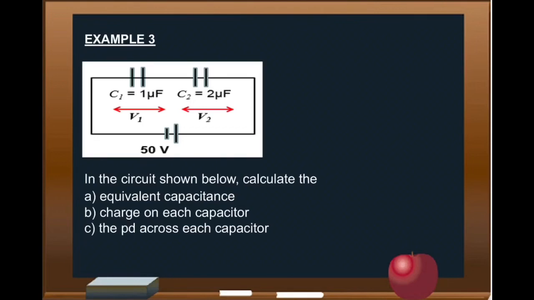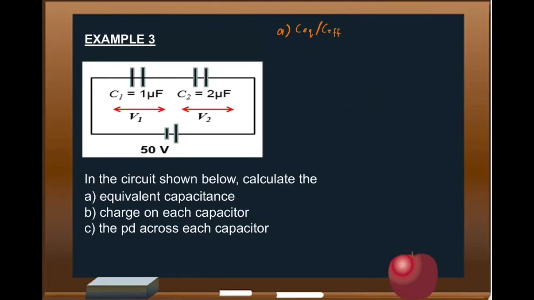Let's look at example 3. We have a circuit where we have two capacitors which are connected in series, and the question asks us to calculate the equivalent capacitance, charge on each capacitor, and also the potential difference across each capacitor. So let's start with the first question. We have to find CEQ or CF.